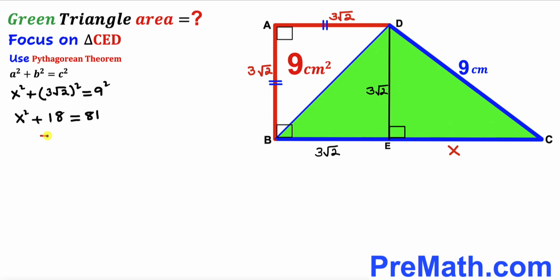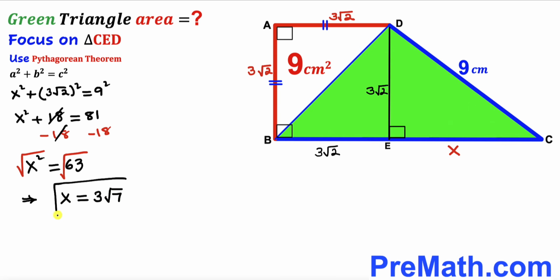And now I'm going to subtract 18 from both sides. So therefore we could see this is gone. X square value simply turns out to be 63. And now I'm going to undo this square by taking a square root on both sides. So therefore our x value simply turns out to be 3 times the square root of 7.